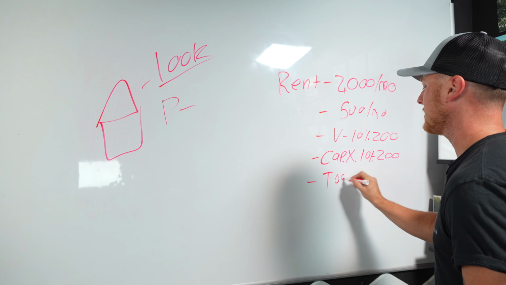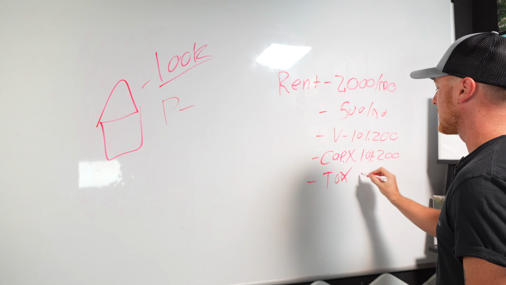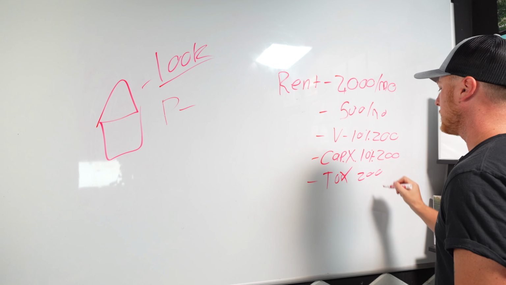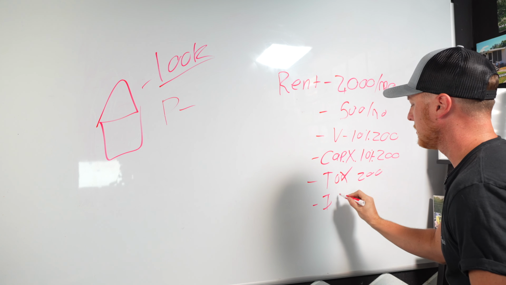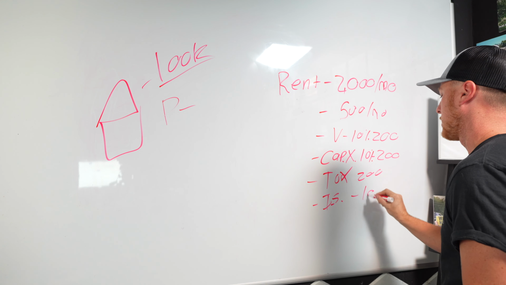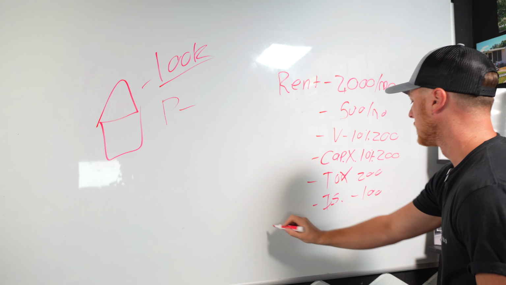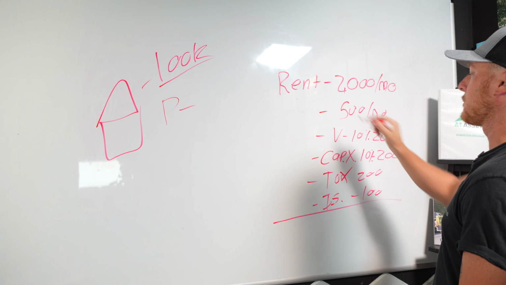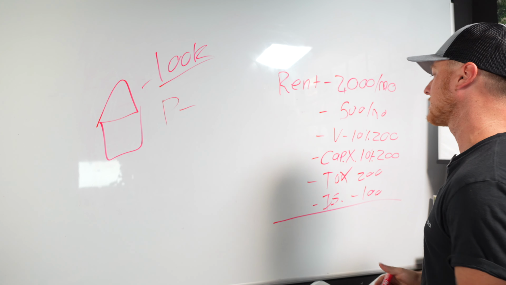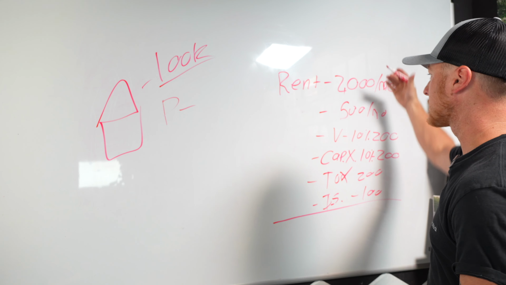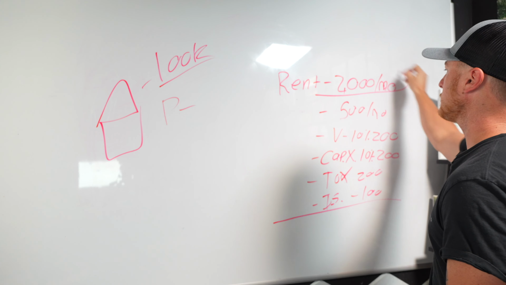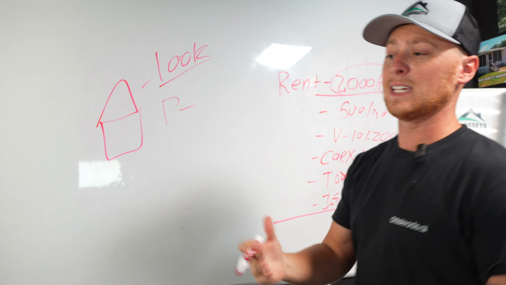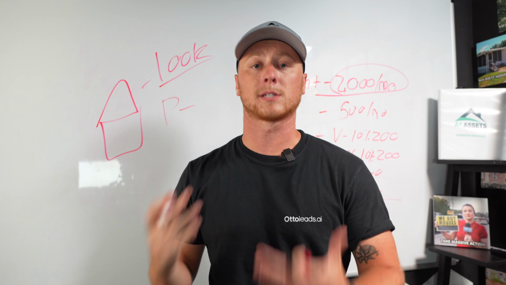So let's say with the tax, let's say that comes out to $200 a month. And let's say the insurance, that comes out to $100 a month, something like that. So now we have our hard expenses, we got our capital expenditures, we got the vacancy, and what we want to make on a monthly basis. All we're going to do now is subtract these things from our gross rent, and that is going to leave us with what we are able to pay our seller, right?